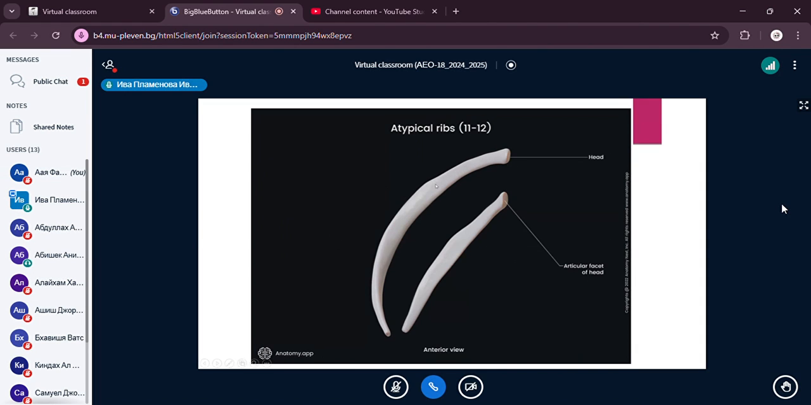That's the floating ribs, 11 and 12. We have head and articular facet of the head. It's almost straight, this rib. We don't have angle here also.